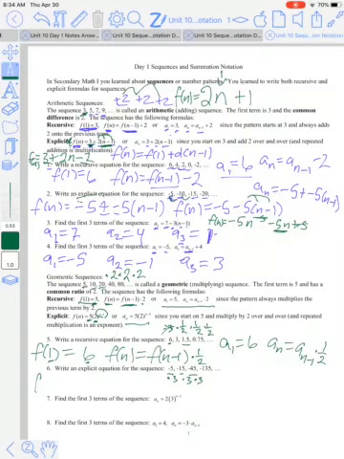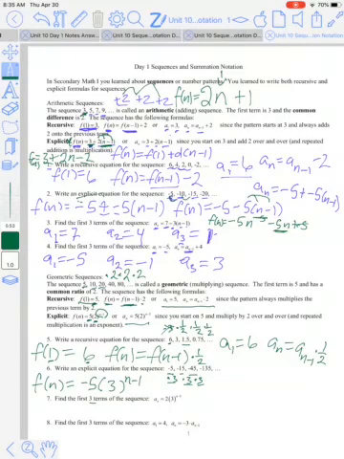So the explicit equation would look like this. F of n equals, where our first term is negative 5, the thing that we're repetitively multiplying by goes inside. It's known as our common ratio. It goes inside, and then it's to the n minus 1. You're done. That's it. Woohoo! Easy. Easy.